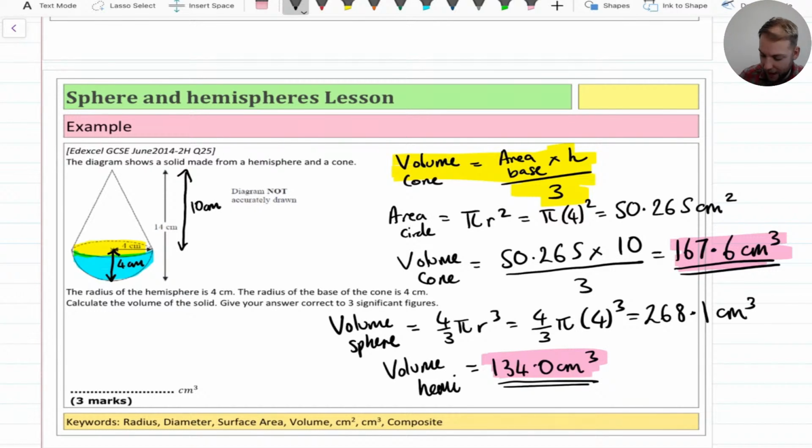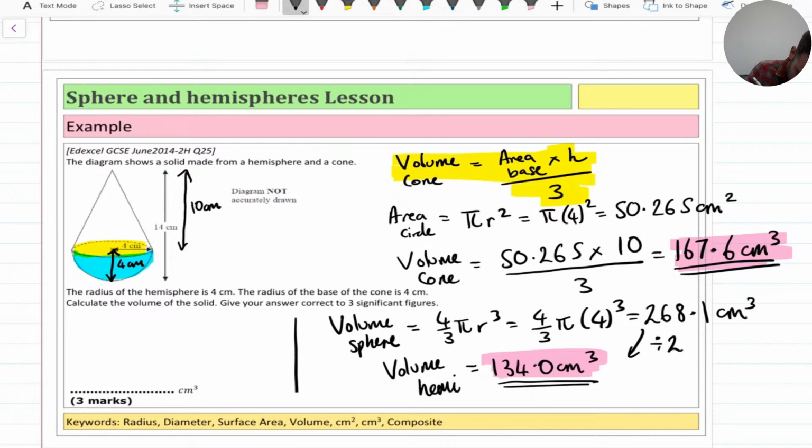So, yeah, I've just worked out the volume of the cone. I've worked out the volume of the full sphere by doing 4/3 pi r cubed. But then I needed to divide this by 2 to find out the volume of the hemisphere. And then the last little part is I need to add both of these together.